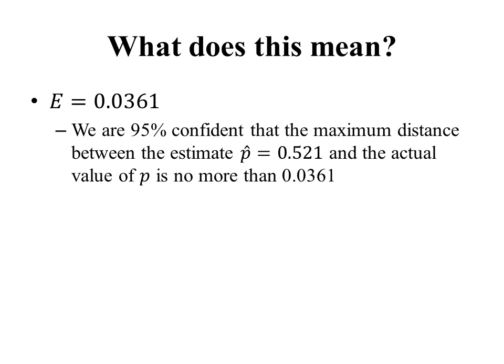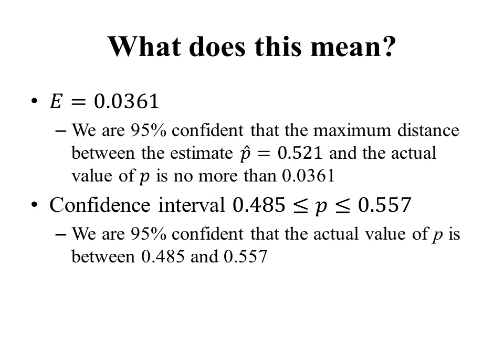Now, let's talk about what these different quantities mean. The margin of error is 0.0361. So we would interpret that by saying we are 95% confident that the maximum distance between the estimate of 0.521 and the actual value of p is no more than 0.0361. So this gives us an upper bound on that error, or that maximum distance between the estimate and the actual value of p, at the 95% confidence level. Now here in a minute we'll talk about what that confidence level means.